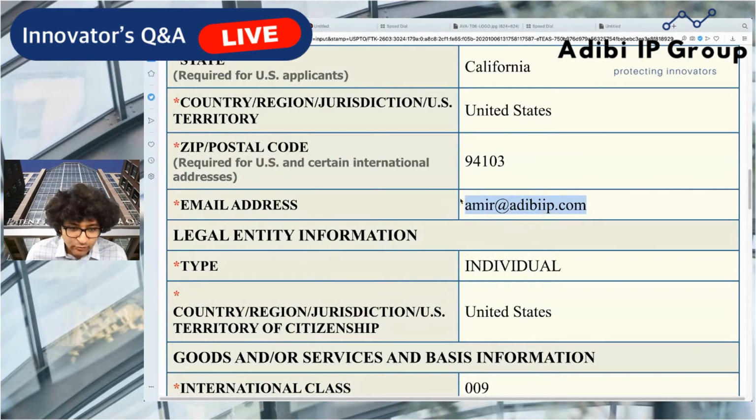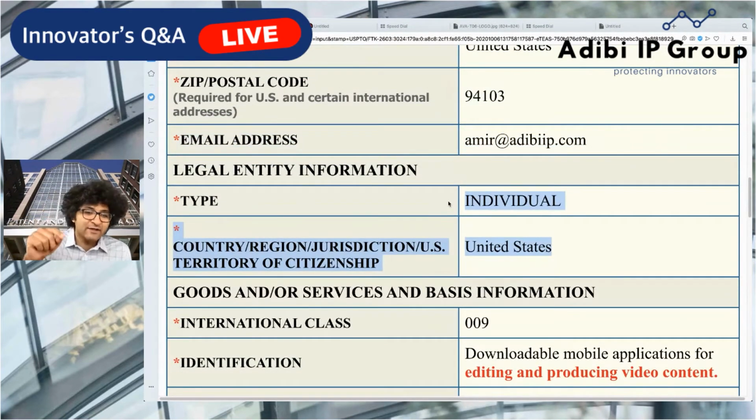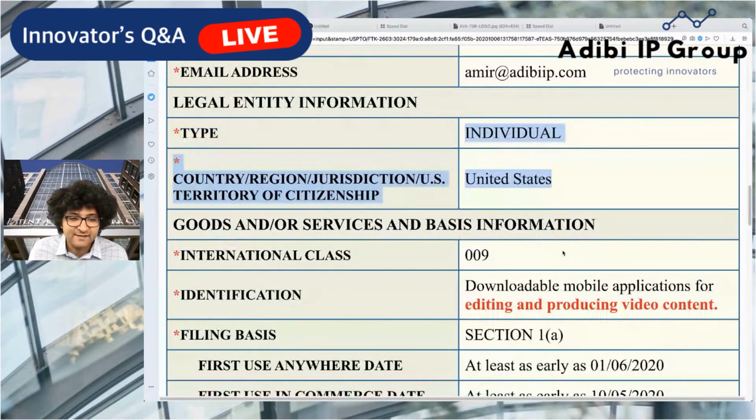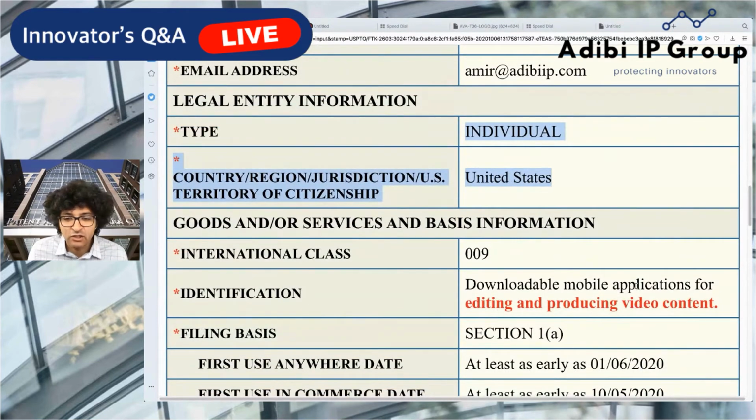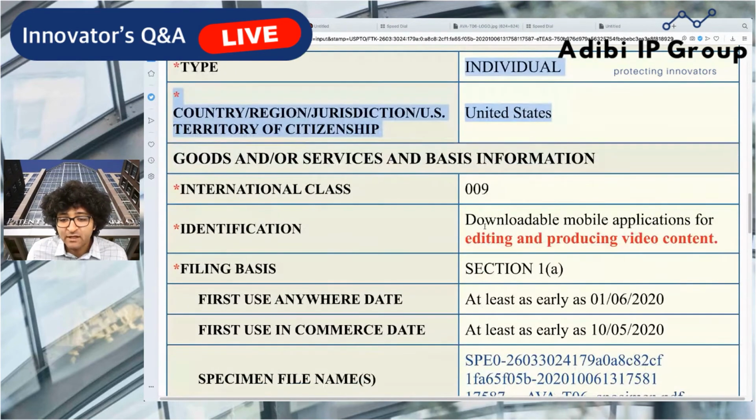This email is super, super important because again, this is where correspondence is going to go. And again, I'm filing as an individual. We're going to create a lot of awesome videos for you guys on how you can do it for your company. So once your company releases the mobile application, you're going to want to check out those videos so that you can see how you can go about protecting your logo or word mark for your mobile application. And again, we're going to go with class 9, downloadable mobile applications for editing and producing video content.